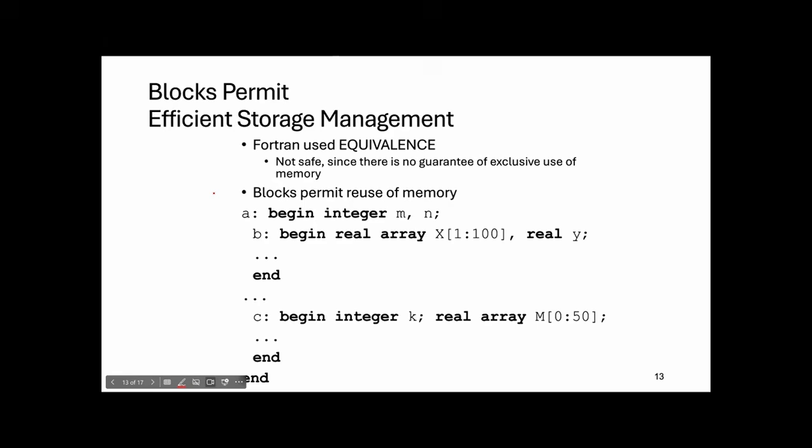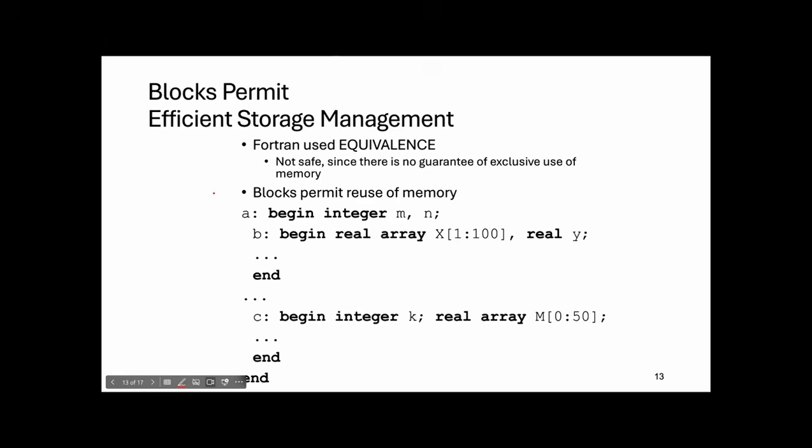So returning to the idea of blocks and the scoping of variables and where the variables are declared, whether we are using dynamic scoping or static scoping, blocks permit something very important, which is efficient storage management. If you remember, Fortran used equivalence blocks, and we showed how it's not safe because there's no guarantee of the exclusive use of the memory. You wanted the equivalence to have that space inside the memory be used by multiple functions.